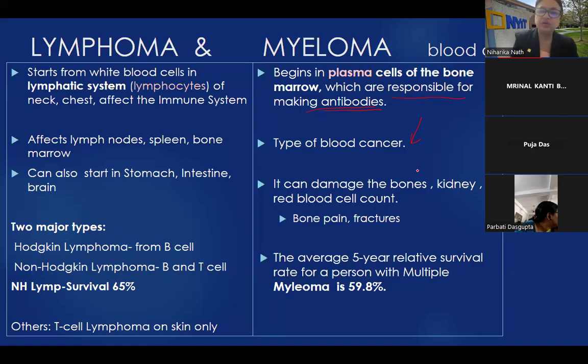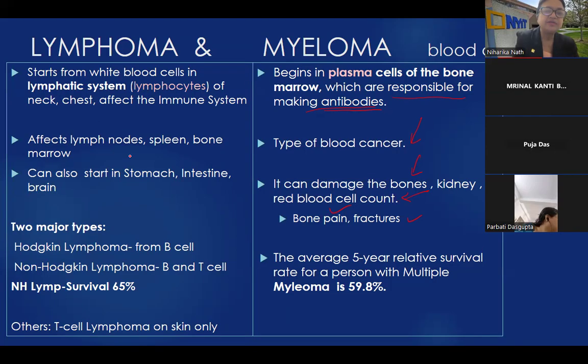And so where do they go? They will go everywhere. They can go to the bones, they can go to the kidney. They will just affect the whole body. And if it goes to the bone, it'll cause severe bone pains and fractures. Okay, so let's take a look at lymphoma in the meantime.